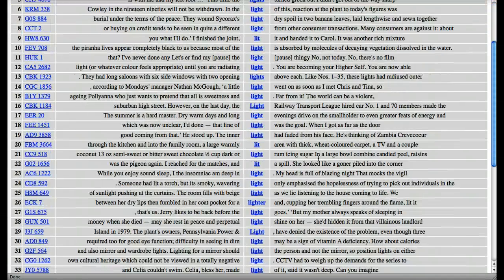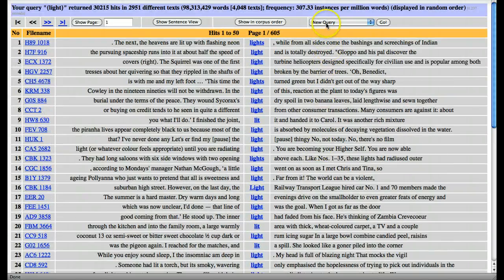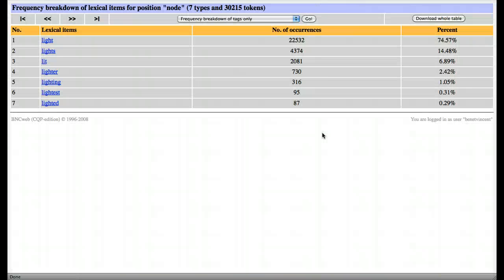Of course, looking at them like this isn't terribly revealing, so what we might want to do instead at this stage is go to frequency breakdown, and we can see which forms are the most frequent. So the form light is the most frequent, by far, followed by lights, lit. Now this isn't very surprising, since this will be a noun, adjective, a verb.